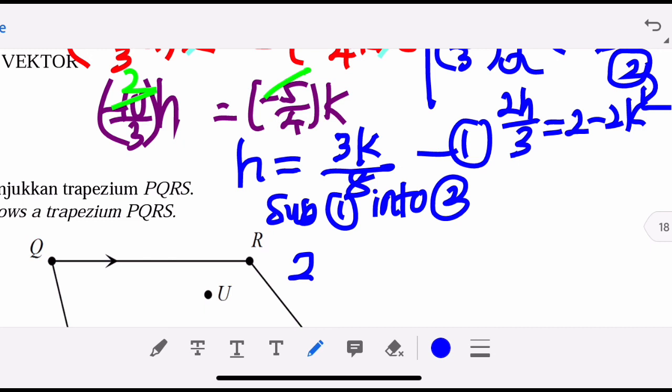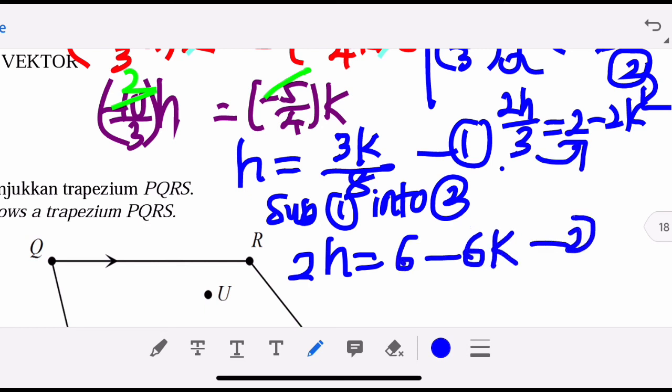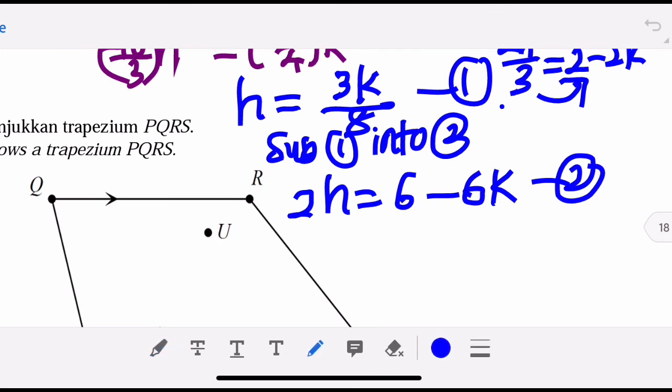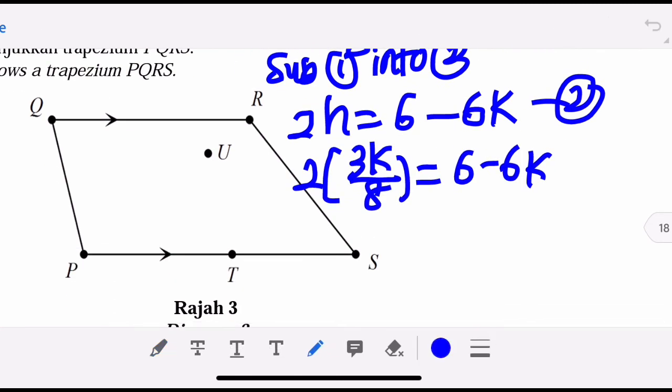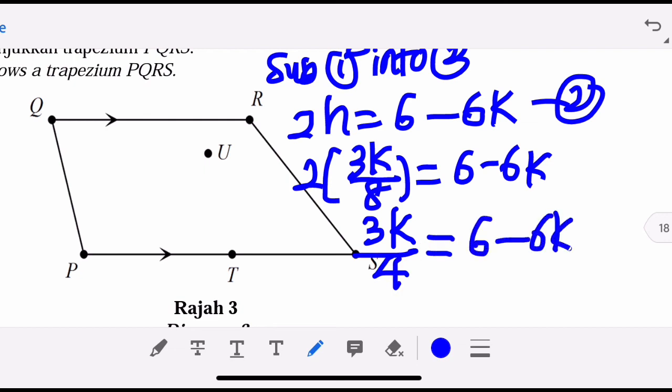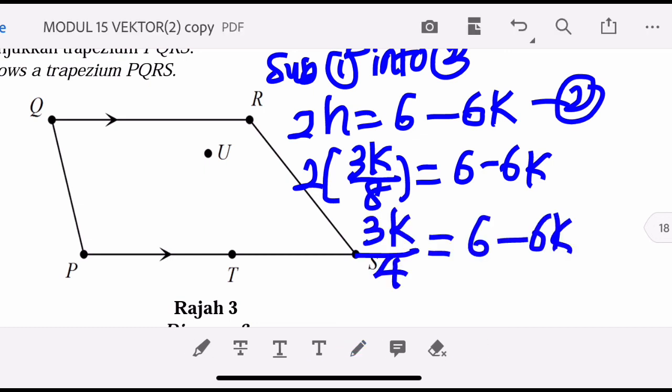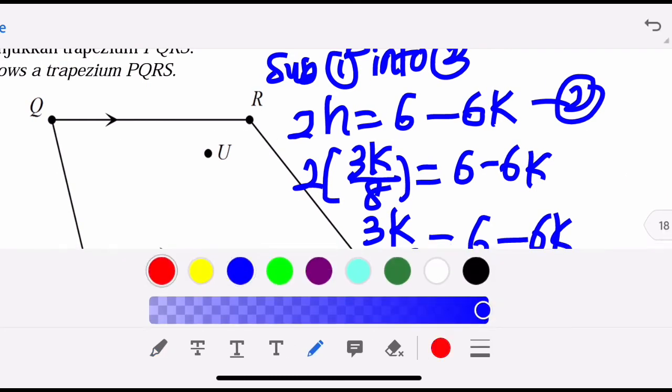Okay, so it looks easier if you make it without fraction. So 2h equal to 6 minus 6k. So finally you will have the integer without fraction. So you substitute h equal to 3k over 8 into 6 minus 6k. Now you can simplify further. 3k over 4 equal to 6 minus 6k, and then you times the 4, so 3k equal to 24 minus 24k, right?